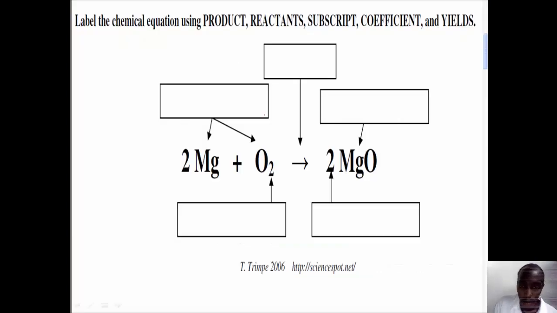Alright, so let's label our parts now. It says product, reactant, subscript, coefficient, and yields. Let's start off with our arrow. We found our arrow. This is our yields arrow. It shows us the flow of the equation. The yield arrow always points to the product, so we know our product. This side is our product, and that means that this side is the reactants.